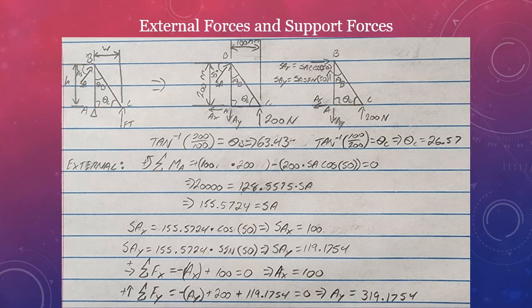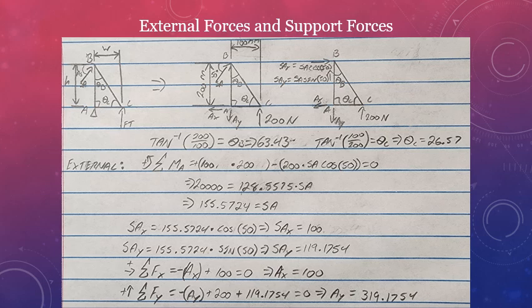We assume that AX is going left, AY is going down, FT is going up, and SA is going up and to the right. We are going to find the angles of these, and we have found that theta B is 63.43 degrees and theta C is 26.57 degrees. We're going to take the moment about A and say counterclockwise is positive.